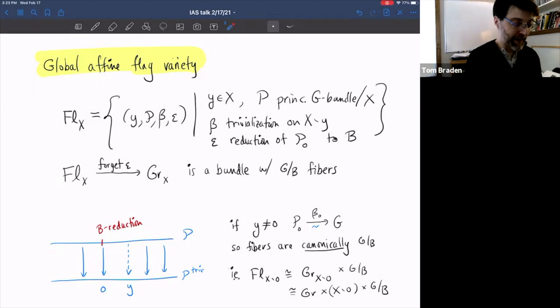And the first thing, before you get into the different behavior at zero and not at zero, is that for every point, you're just adding an extra choice of essentially a point in G mod B. So you get a bundle with G mod B fibers over this global Grassmannian.